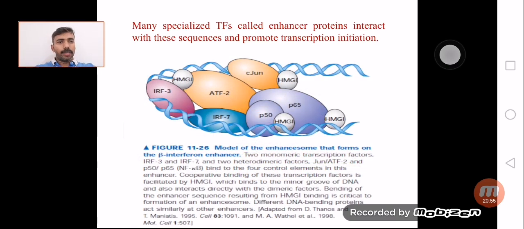And you can see a corresponding example also, and this example is for the beta interferon enhancer, or the beta interferon gene. You can see a large number of proteins which come into interaction with the enhancer, for the interaction between the enhancer and the core region.